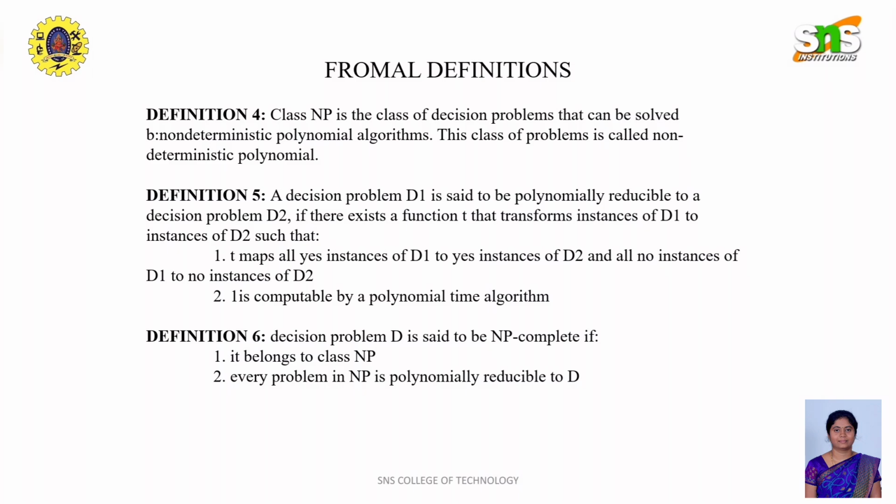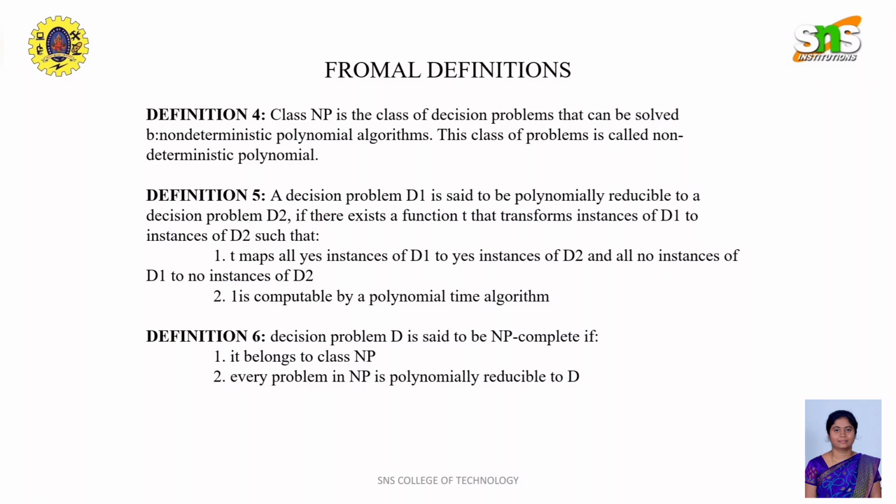Well, let's see the fifth definition, that is, a decision problem D1 is said to be polynomially reducible to a decision problem D2 if there exists a function T that transforms D1 instances to D2. That is, if there is a decision problem D1 and a decision problem D2, there will be a function T. This function T helps in the transformation of decision problem D1 to D2. In such a manner, we will say that these problems are reducible.